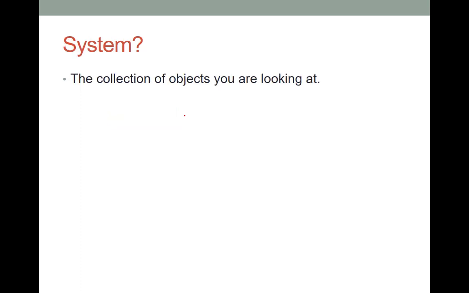The other piece here was system. Okay, system. What is a system? Well, it's simply the collection of objects you're looking at. A system can be a single object or it can be multiple objects. But if you're only looking at a single object and its momentum changes, then there has to be a net force on it, in which case it's not isolated.